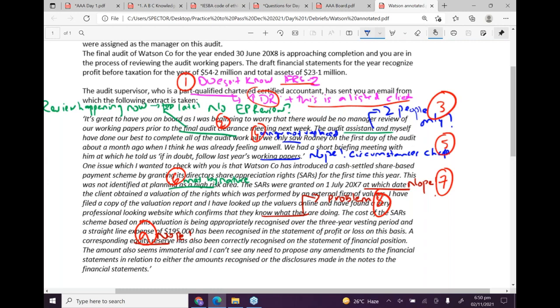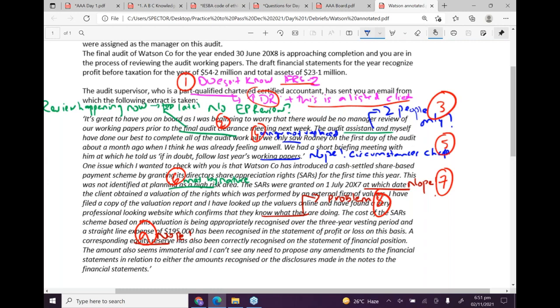Point number 6, them saying this is not a high risk area is completely wrong. This is a related party transaction. It is material by nature. None of you picked up point number 7. Remember, the SARs were granted on 1st July, at which date they were valued. This is cash settled. They have to be revalued at the year end as well. So they were valued at the grant date, but they were not revalued, which is my accounting professional point.